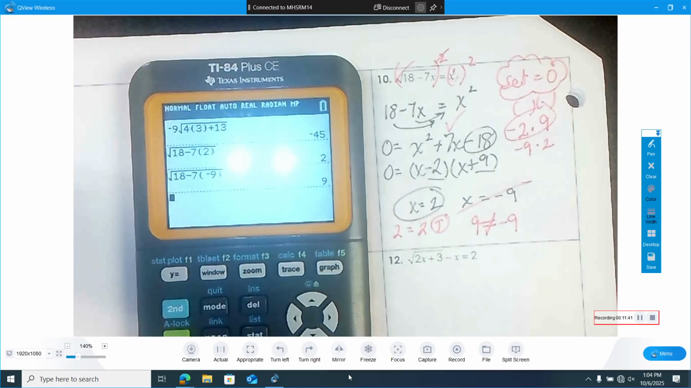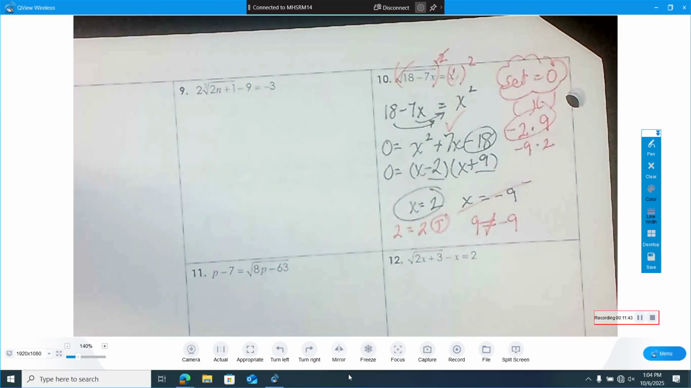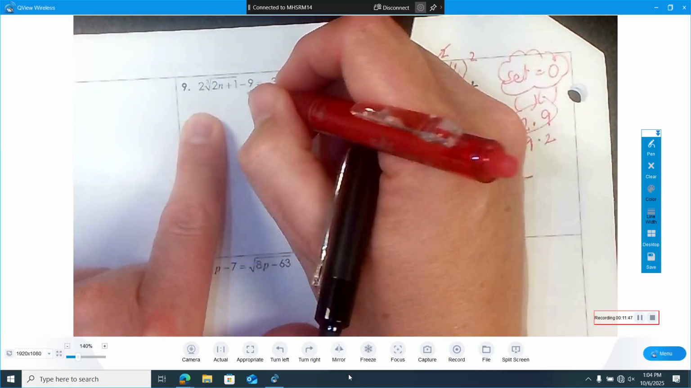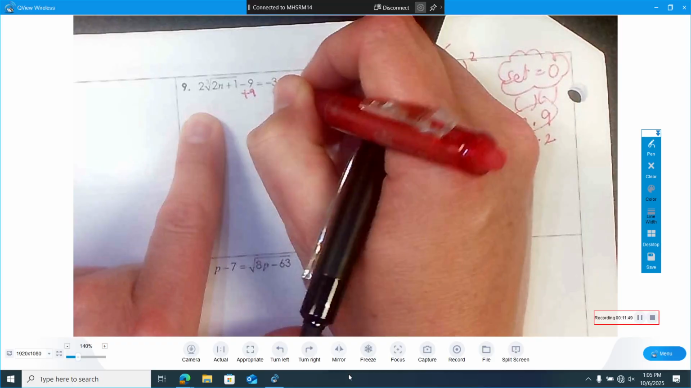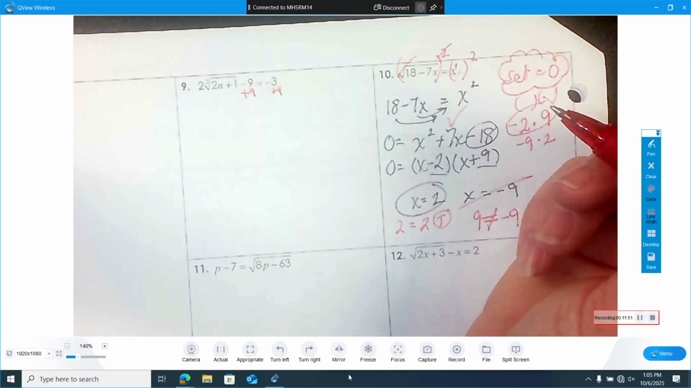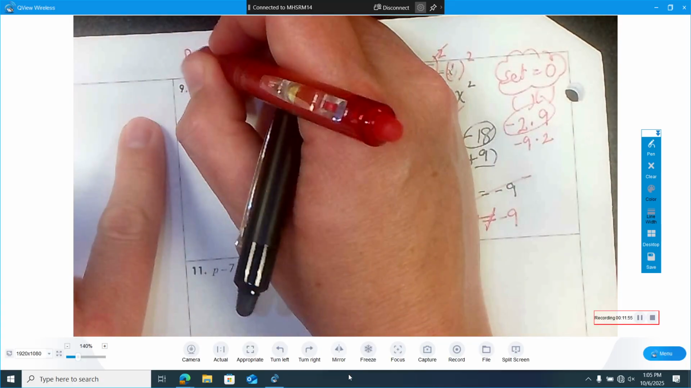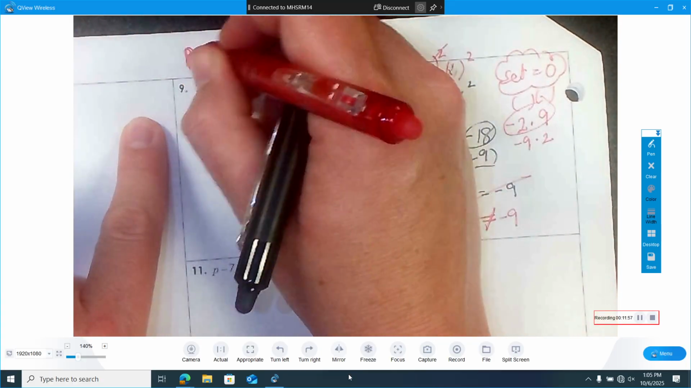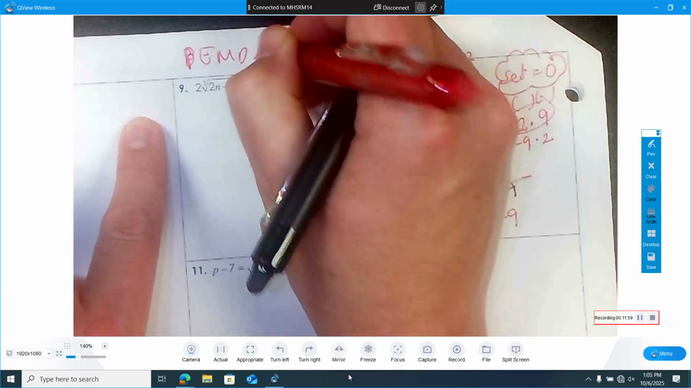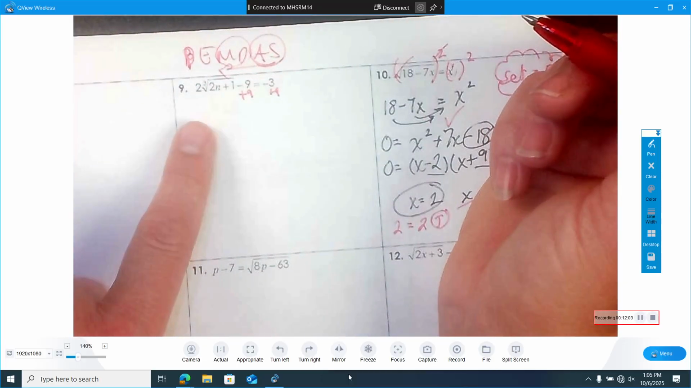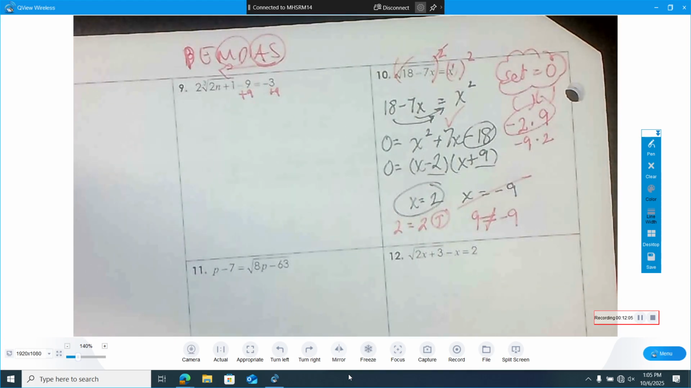Question 9. What would you start with? Good question. So on 9, I would add the 9. But doesn't divide come before? So when we're simplifying, when we're solving, we do PEMDAS backwards. P-E-M-D-A-S. So we start with any adding or subtracting, and then do any multiplying or dividing when we're solving. So yeah, good.